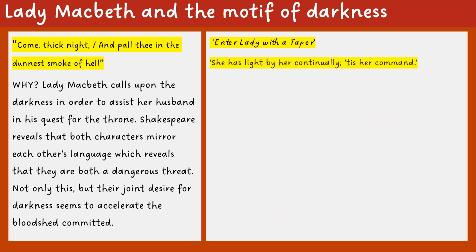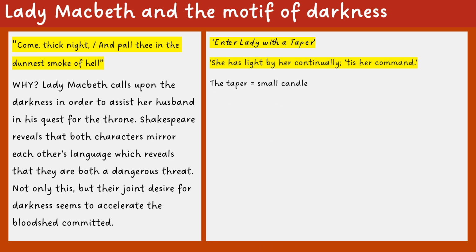Now, we also have to look at the development of Lady Macbeth's character and where we are left with her character in the final scenes. Now, in Act 5, she's described by the doctor and the gentlewoman who are observing her sleepwalking and trying to remove the blood from her hands. And here we see in the stage directions, Shakespeare's described Lady Macbeth as having a taper. Okay, the doctor then goes on to describe the fact that Lady Macbeth has a light by her continually, and it is her command.